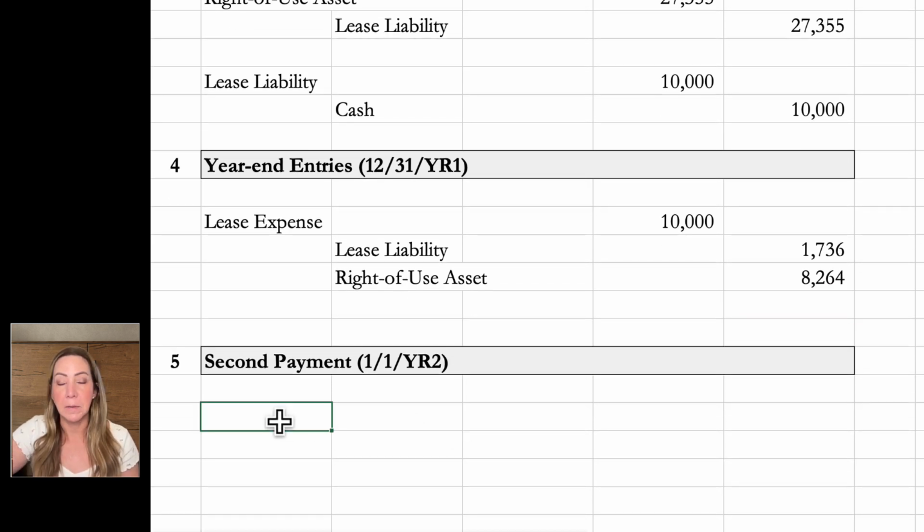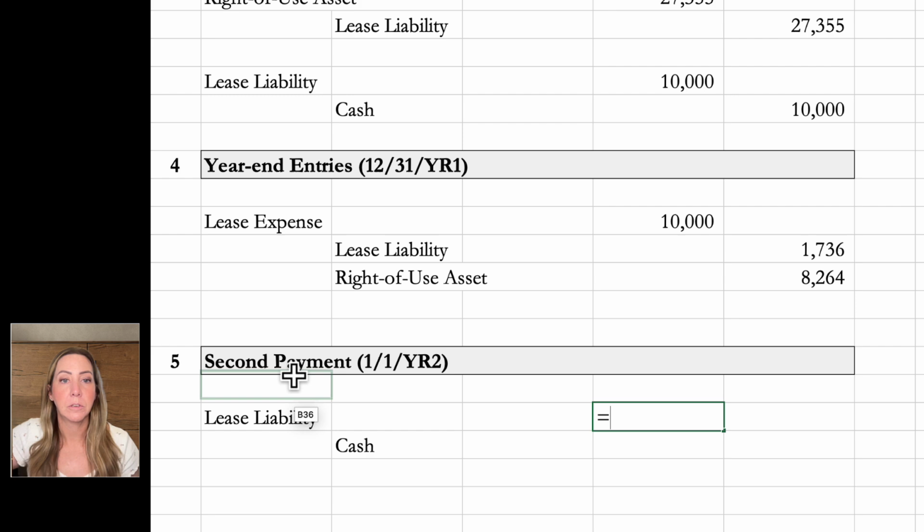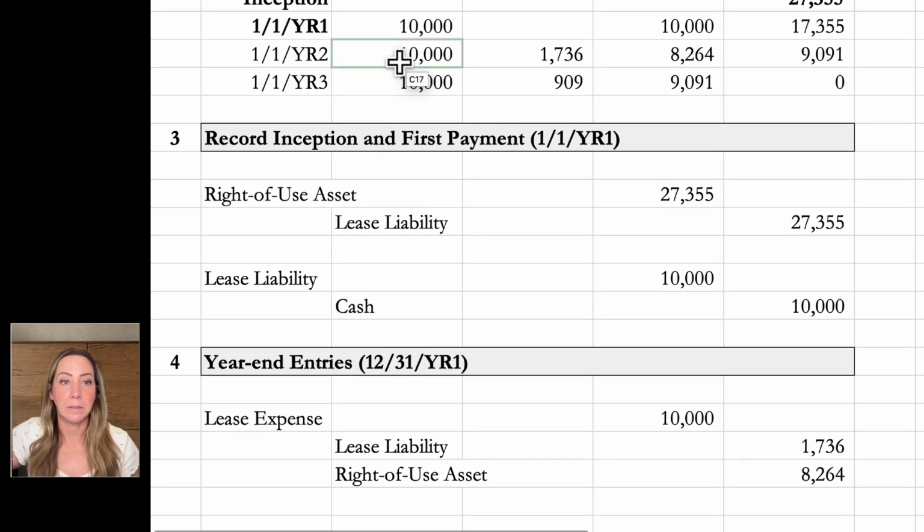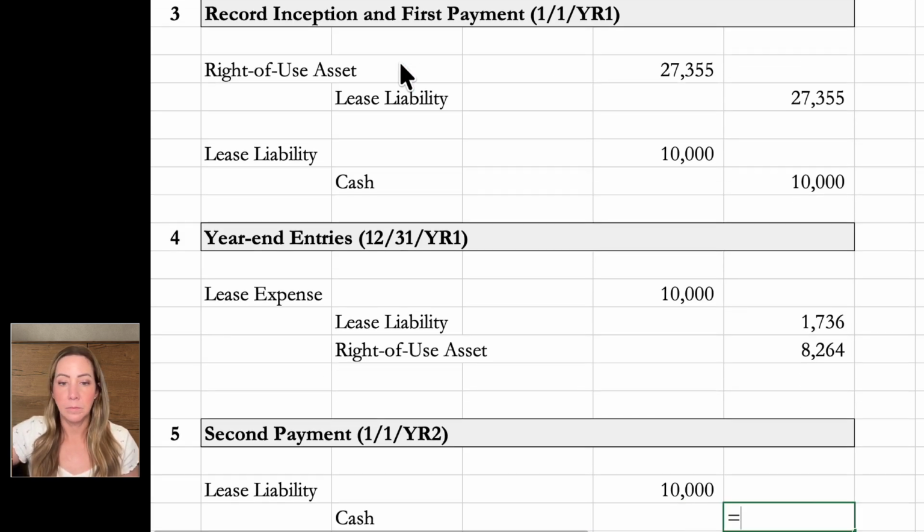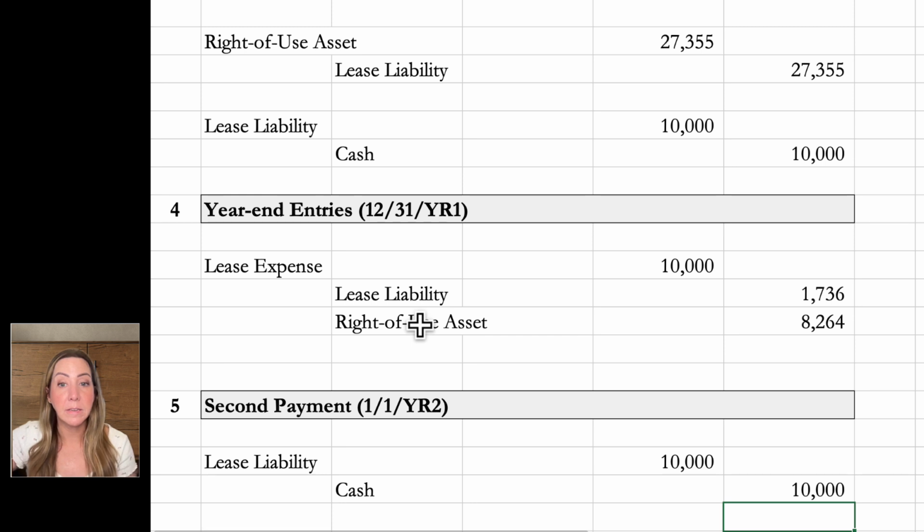Then the second payment is simply debiting the lease liability and crediting cash for $10,000 as depicted here in our amortization table. So again, the difference in this entry is simply that we are not separately allocating interest expense. Every single debit to expense at the end of the year will be for the full amount of the payment. The credits will still draw down our balance sheet accounts so that at the end of the lease, they will be zero.